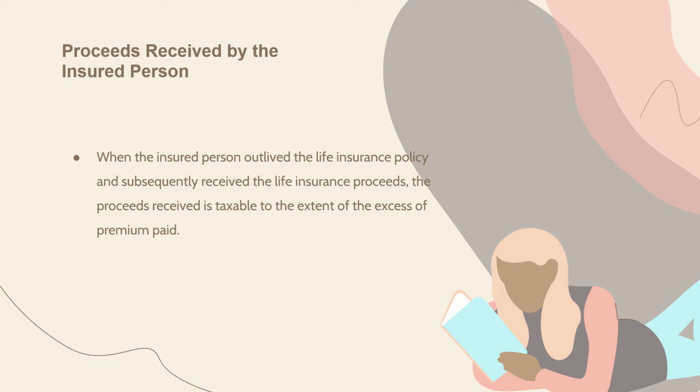For example, there's a person who insured his life and later on the insurance policy contained that in case he outlives it, he will receive something out of the insurance policy. The return of his premium or return of capital of the insurance will be exempted from his gross income. However, the excess of the premiums will be taxable since he outlived his insurance policy.